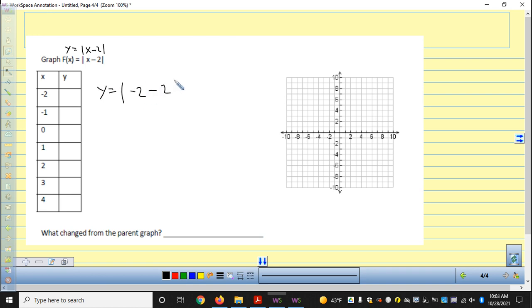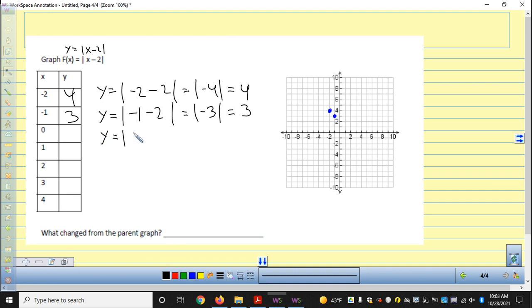Y equals the absolute value of negative 2 minus 2, which is the absolute value of negative 4, which is 4. So I get a point at negative 2, 4. Here I get negative 1 minus 2, which is negative 3. Absolute value of that is 3. Absolute value of 0 minus 2, which is the absolute value of negative 2, which is 2. So I get 0, 2.